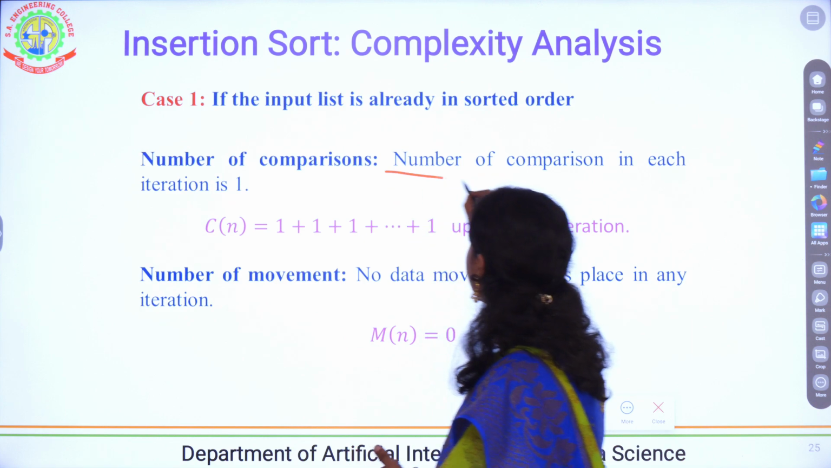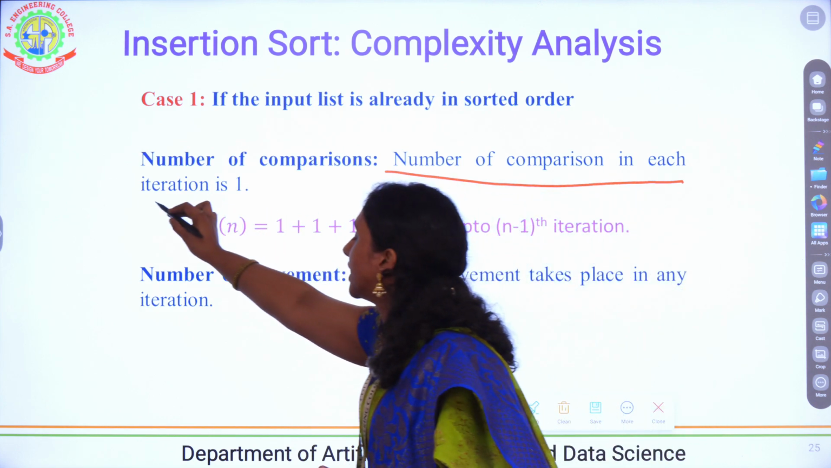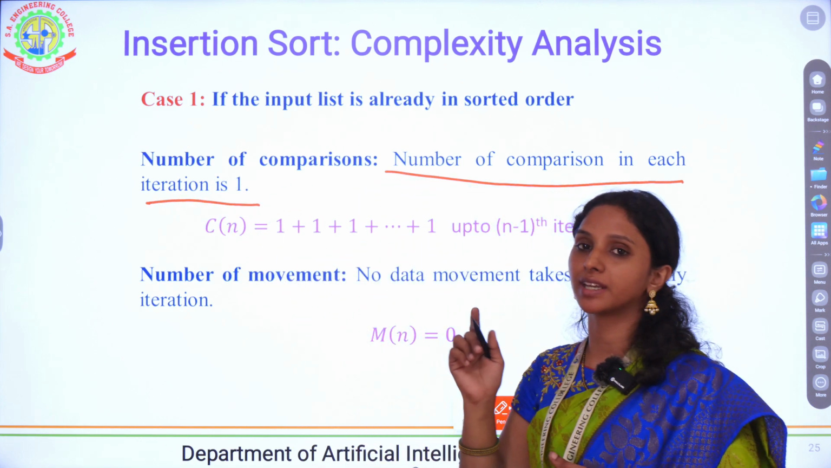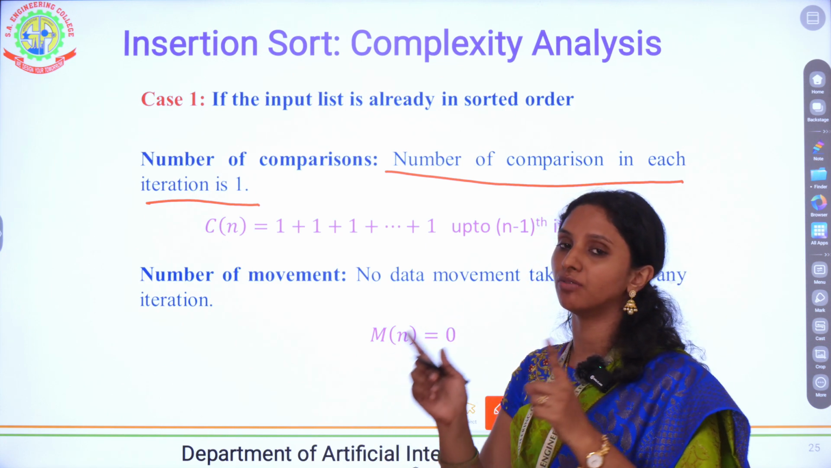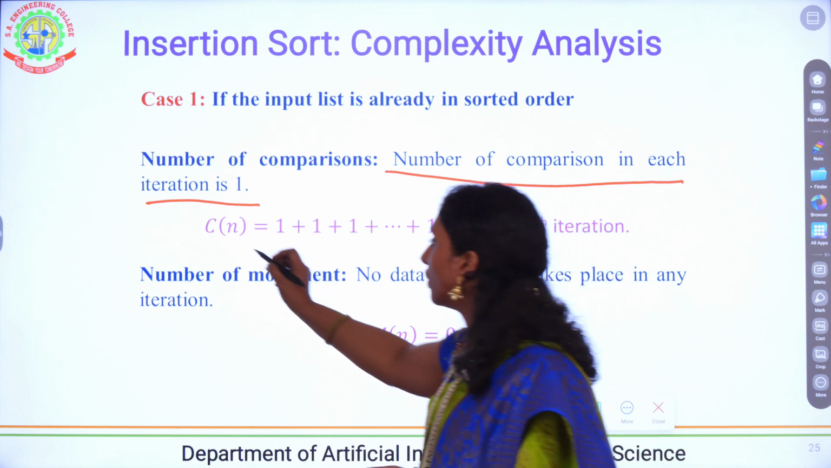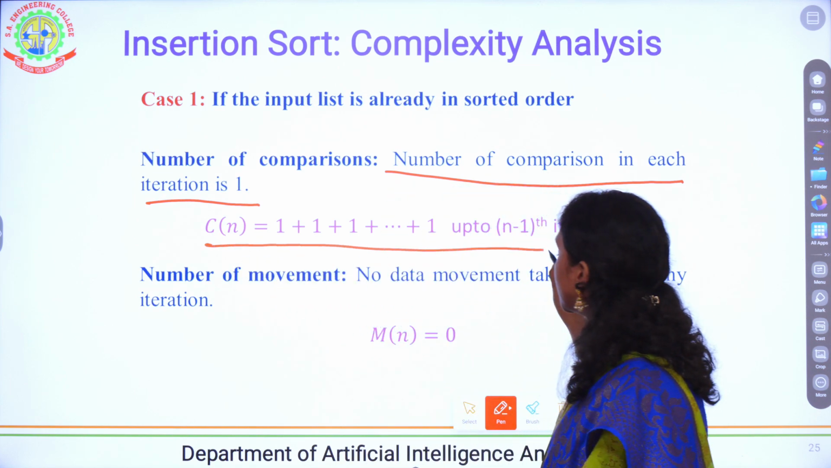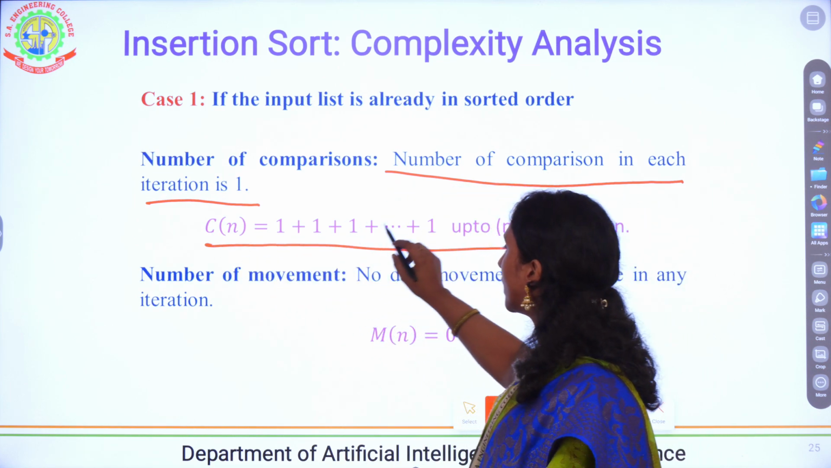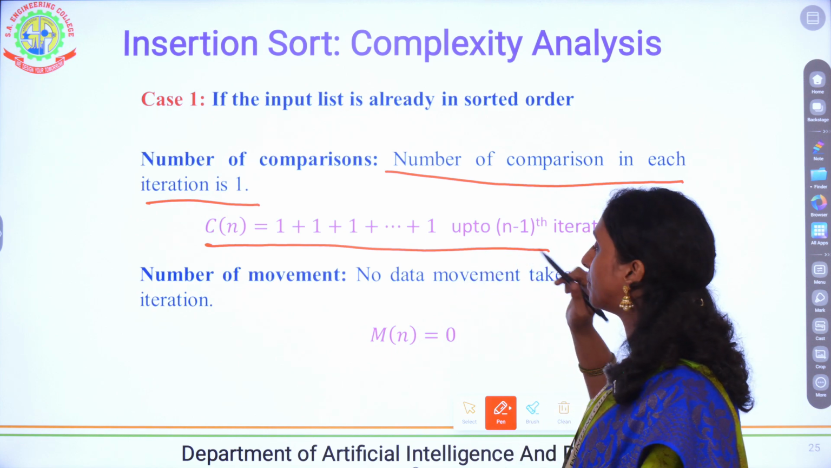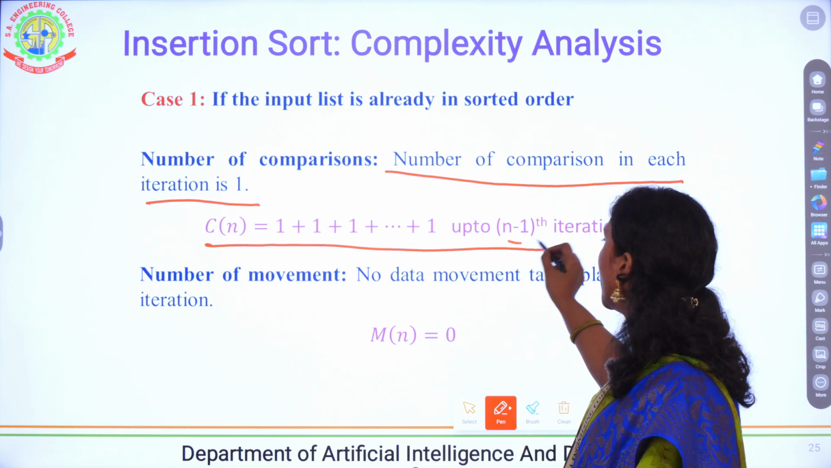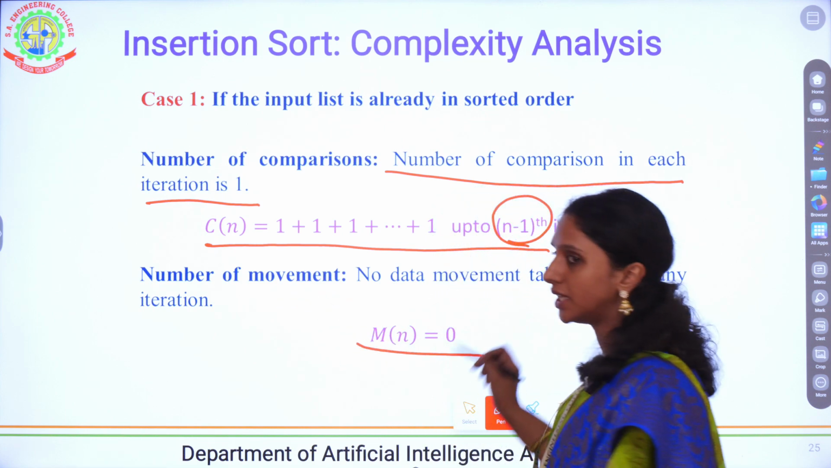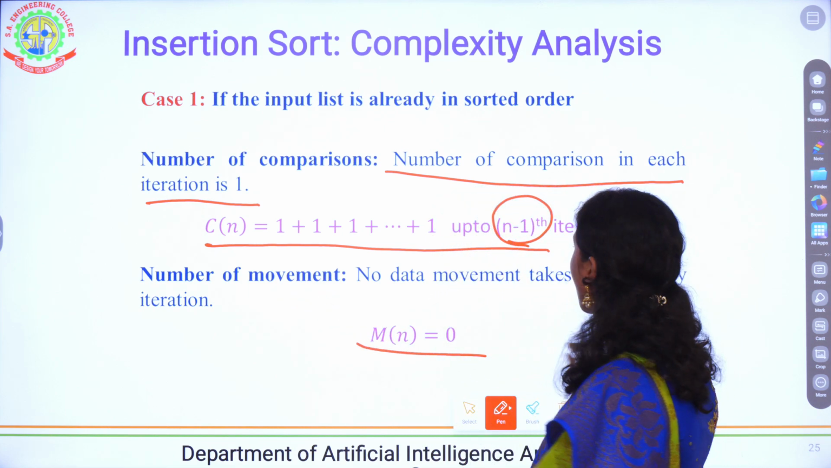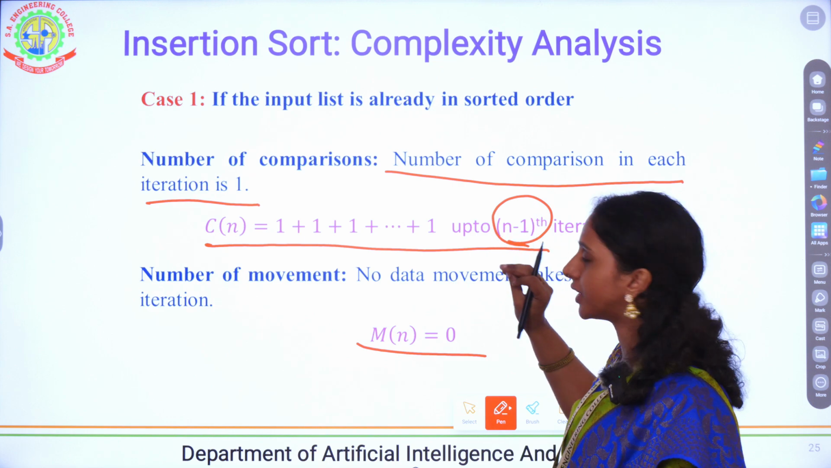As you can see here, the number of comparisons in each iteration is 1. That means we are taking only one element at a time in each iteration, and we are doing the comparison. So the number of comparisons can be given as 1 plus 1 and so on. The process will repeat for n-1 iterations, and the number of movements will be 0, because the list is already in sorted order.